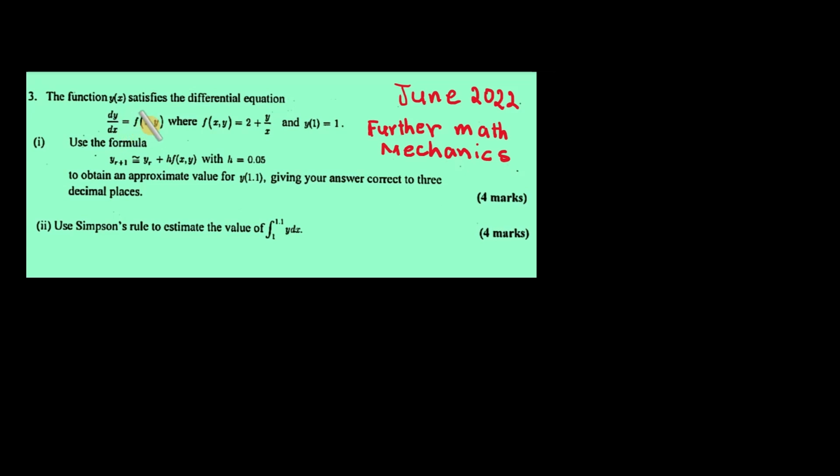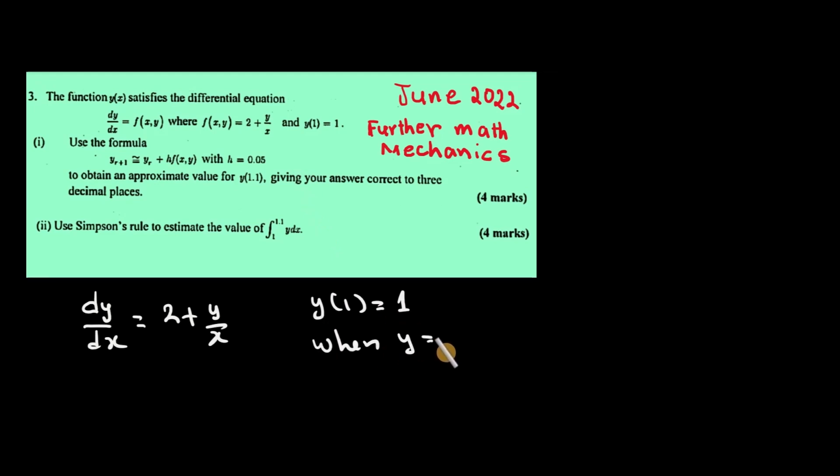dy/dx equals f of x, y, and f of x, y equals 2 plus y over x. It means that dy/dx is also equal to 2 plus y over x. y of 1 is equal to 1. It means that when y equals 1, x is equal to 1. Since from the question it is said y depends on x, that is, y is a function of x.